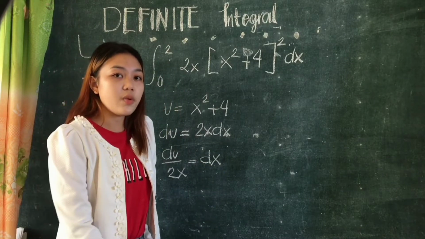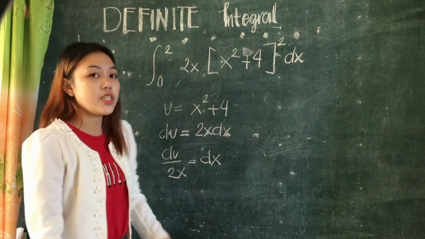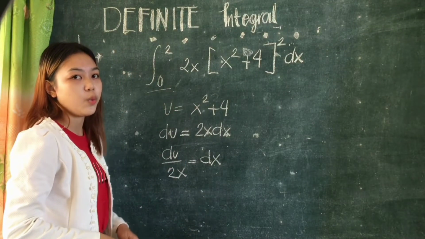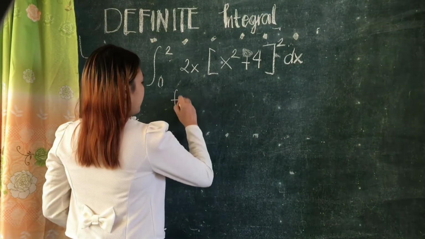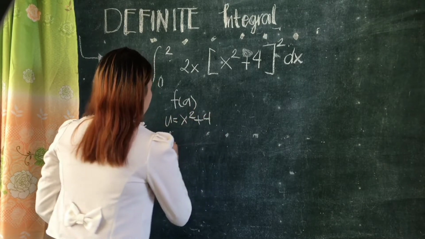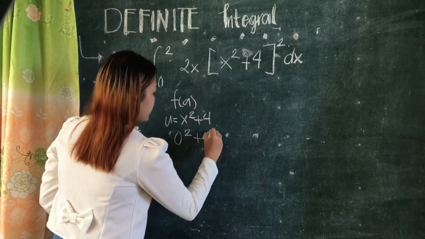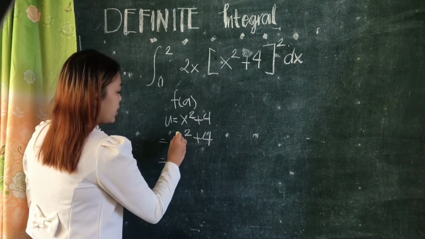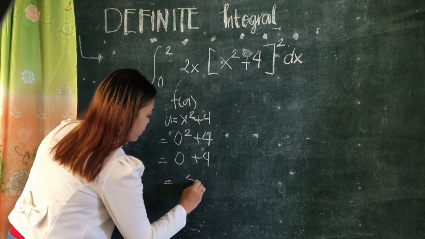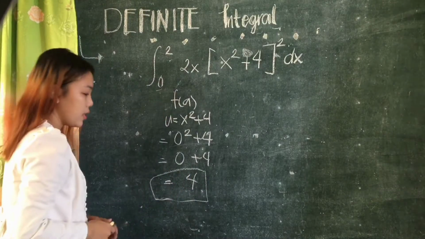So before we evaluate this integral, we need to change the upper limit 2 and the lower limit 0 using u substitution. Let us proceed first to the lower limit, which is 0. f of a, or u, is equal to x squared plus 4, with x being the lower limit 0: 0 squared is 0, plus 4, which is 4. So 4 is now the new value of our lower limit.